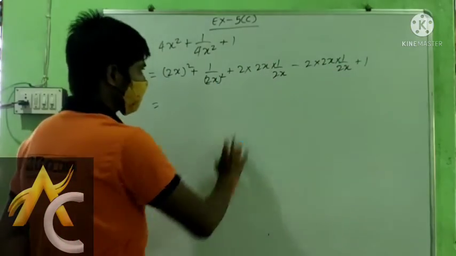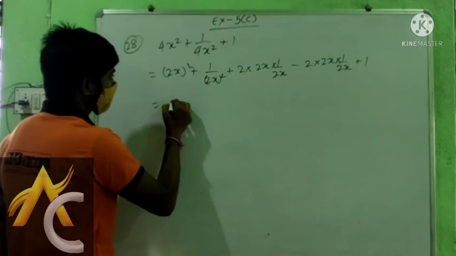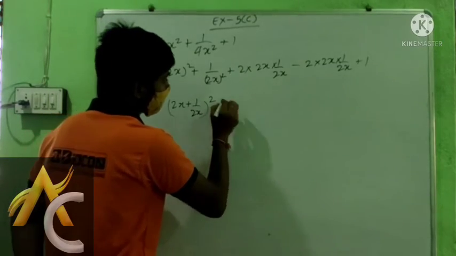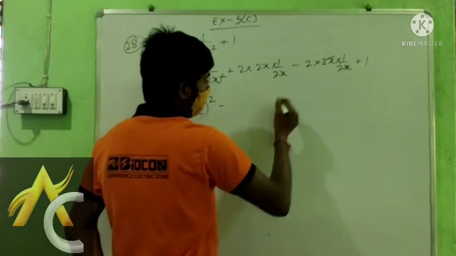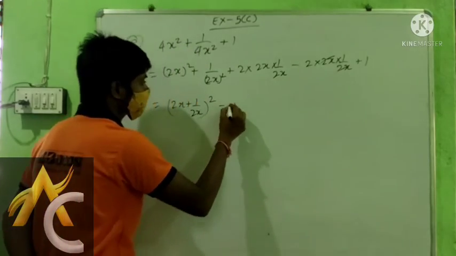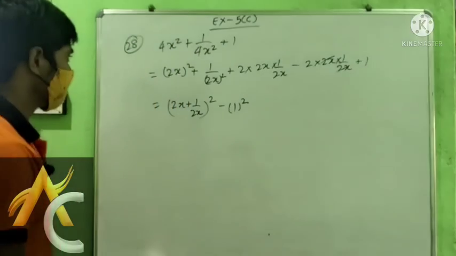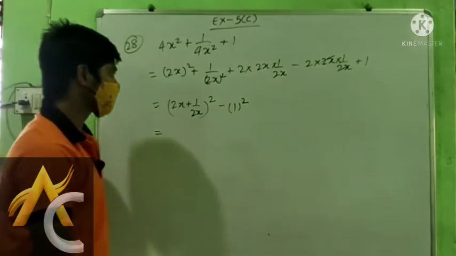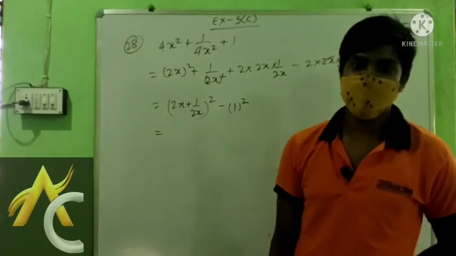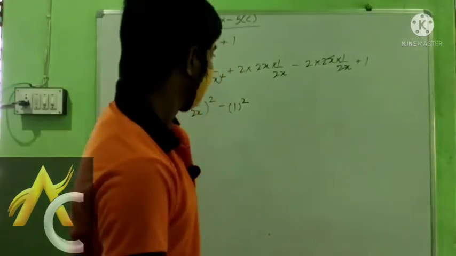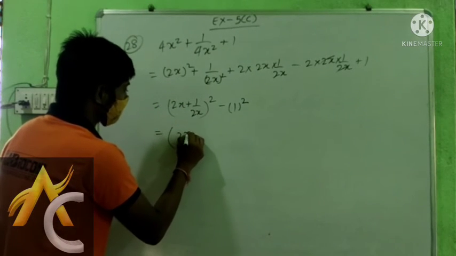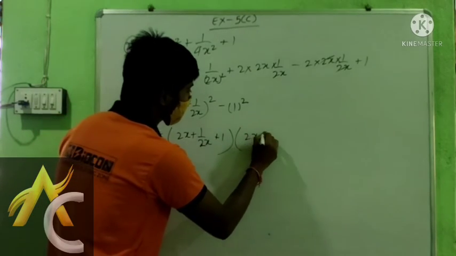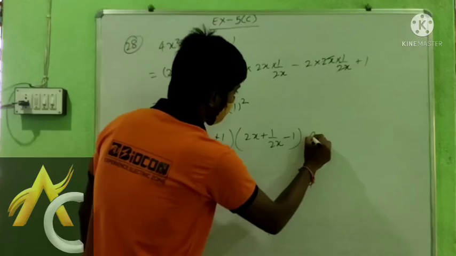Now since it is in the form of a plus b whole square, it will be (2x plus 1 by 2x) whole square, and then minus 2 plus 1 becomes minus 1, and 1 is equal to 1 square. Now it is in the form of a square minus b square, and as we know, a square minus b square is equal to (a plus b) into (a minus b). Hence (2x plus 1 by 2x plus 1) into (2x plus 1 by 2x minus 1). This will be your answer.